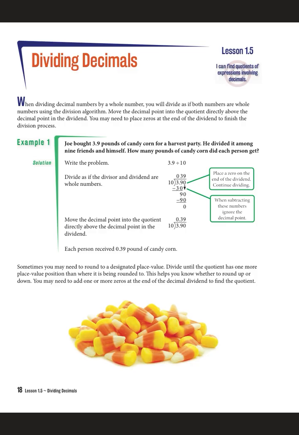All right, up here at the top, it says when dividing decimal numbers by a whole number, you will divide as if both numbers are whole numbers using the division algorithm. Move the decimal point into the quotient directly above the decimal point in the dividend. You may need to place zeros at the end of the dividend to finish the division problem.